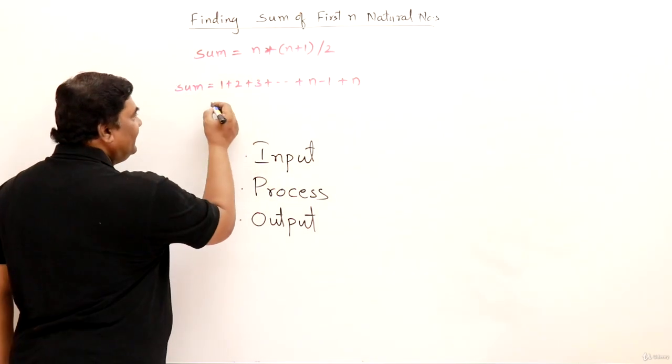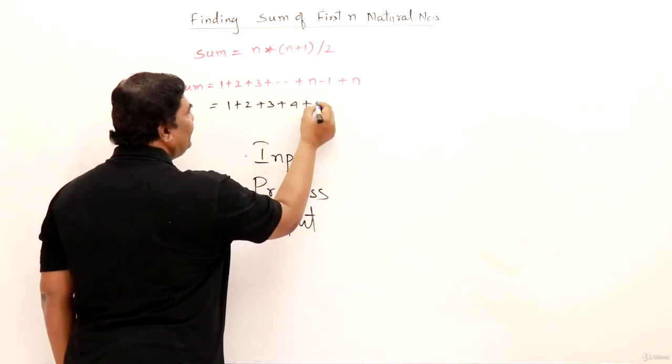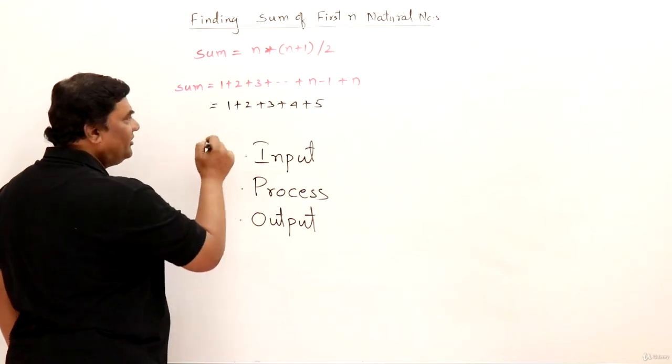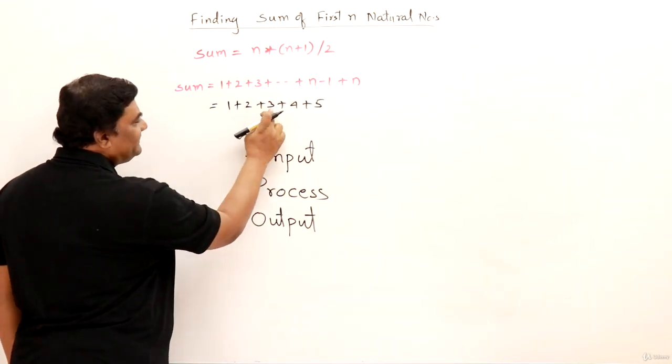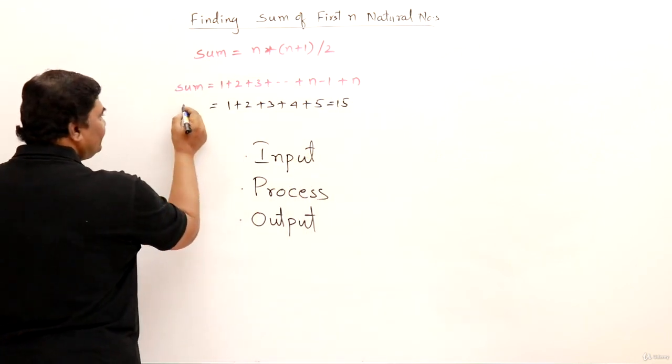So for example, if I want to find out 1 plus 2 plus 3 plus 4 plus 5, up to 5 I want to find out. So how much is it? 3 plus 3 is 6, 10, then 15. So this is coming up to 15. Now the sum is 15.